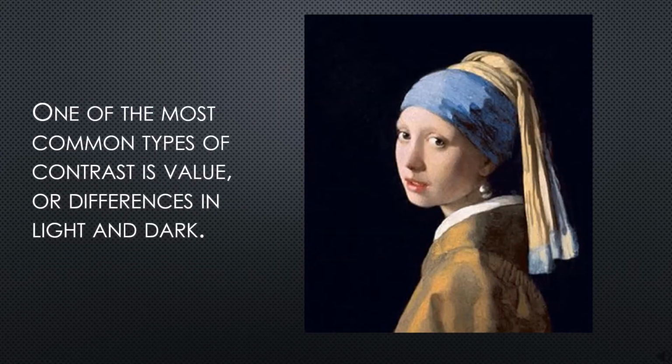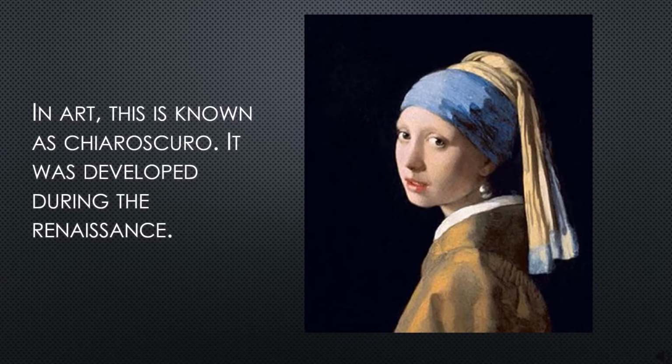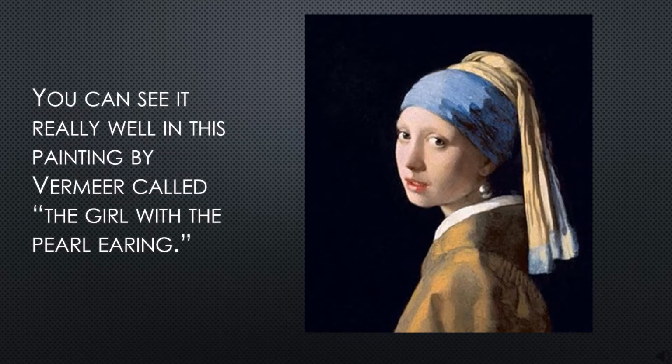For instance, one of the most common types of contrast is value, or differences in light and dark. In art, this is known as chiaroscuro. It was developed during the Renaissance. You can see it really well in this painting by Vermeer called The Girl with the Pearl Earring.